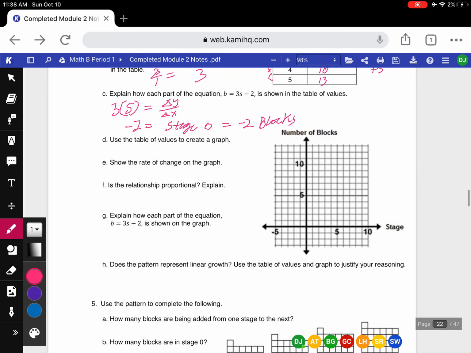So now let's go ahead and create this. I'd go to -2, and then at stage 1 there was 1, stage 2 there was 4, stage 3 there was 7, so let's see, 5, 6, 7, stage 4 there was 10, so on and so forth. And you can see the rate of change right here. I go up 3 over 1, up 3 over 1, up 3 over 1. So we just went ahead and did that. Is the relationship proportional? Does this line intersect at the origin? And we would say no, because it does not go through the origin.